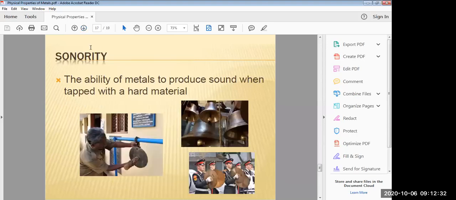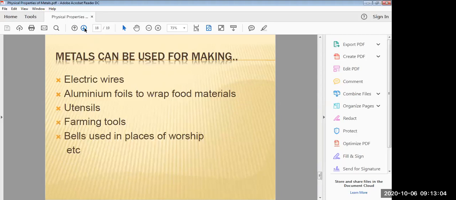Yesterday, I discussed sonority. That means certain metals can produce a specific sound when they hit or strike a hard surface. I have given you the example of the bell in the temple, or this school bell, he's ringing this bell, which also has the sonority property. So the production of a specific sound, that property exhibited by metals, is known as sonority.